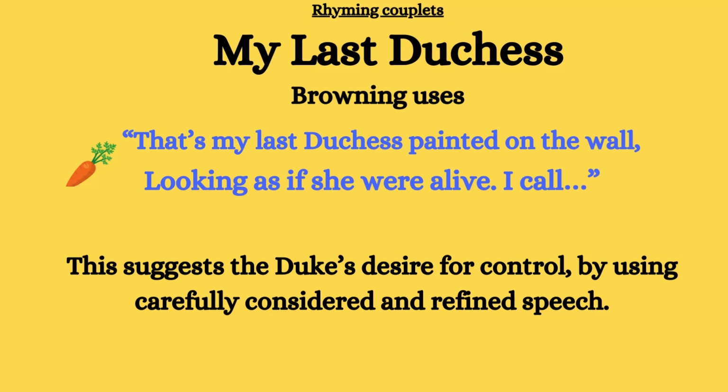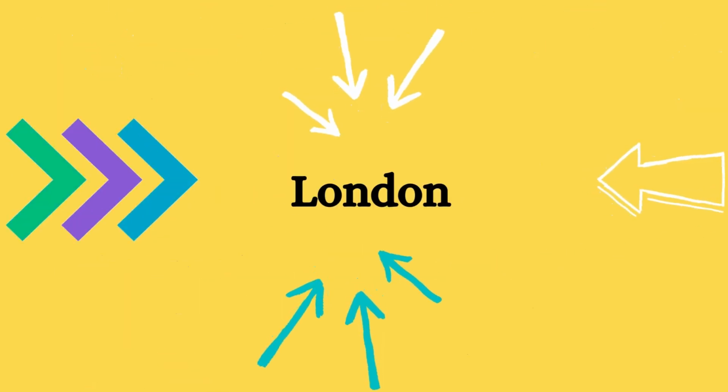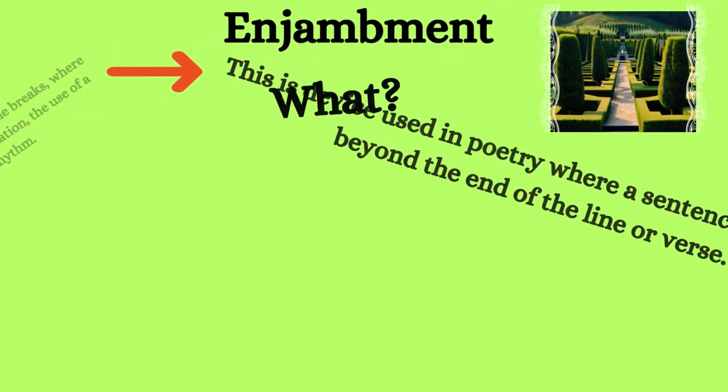The fact the Duke rhymes within his monologue demonstrates his desire for control. The fact he speaks using carefully considered and refined speech suggests he has rehearsed or had this conversation before. Rhyming couplets are also used within the poem London.